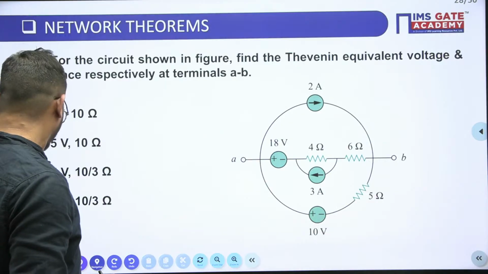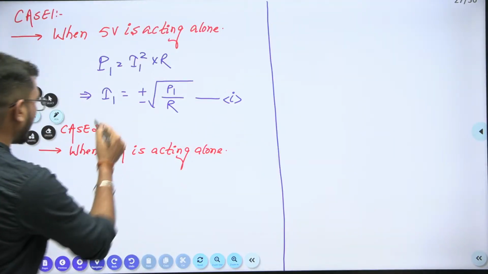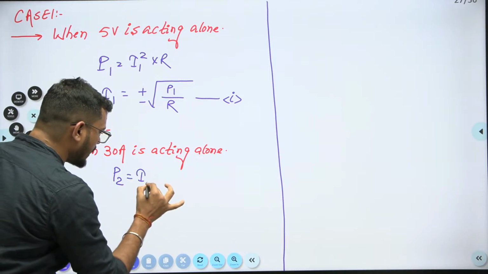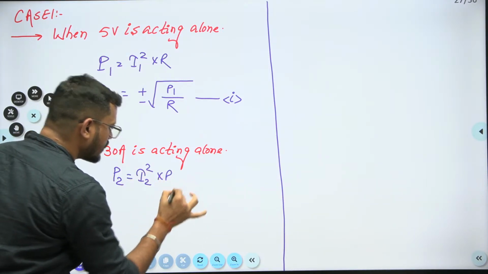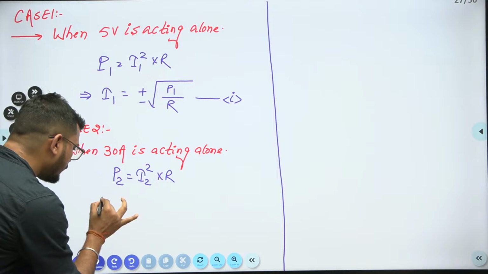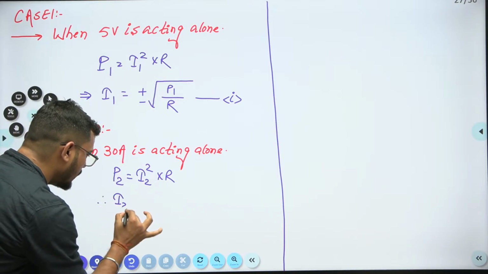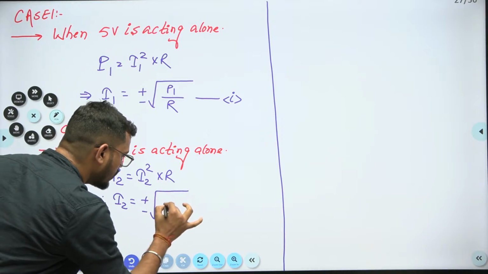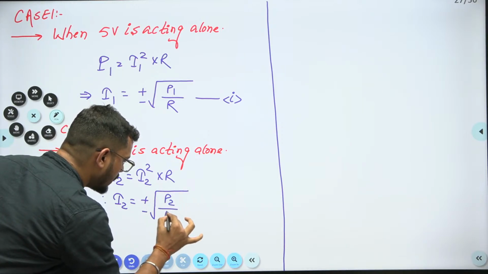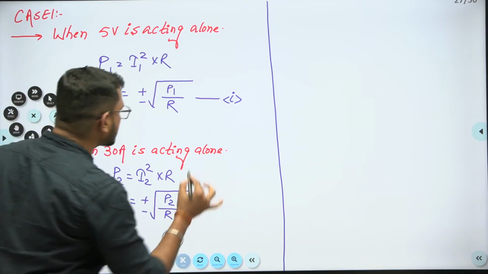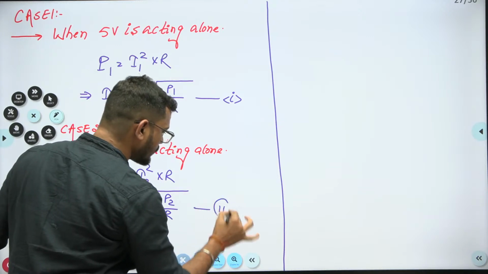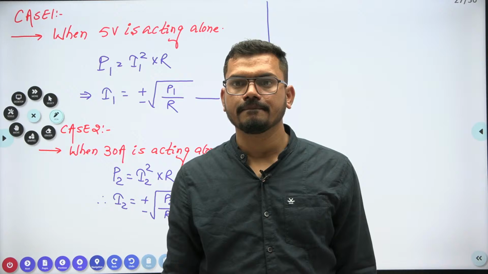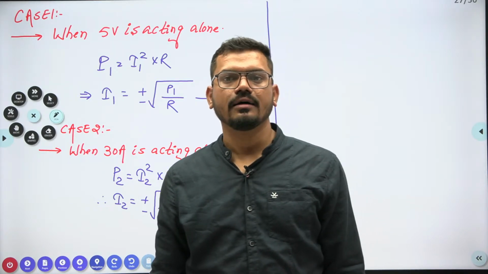Now, what we can say is again P2 is equal to I2 square into R, guys. So again we are finding I2, which will be root over P2 by R. Is it clear now? And this is our equation 2. Exactly. Very good, Krishna.